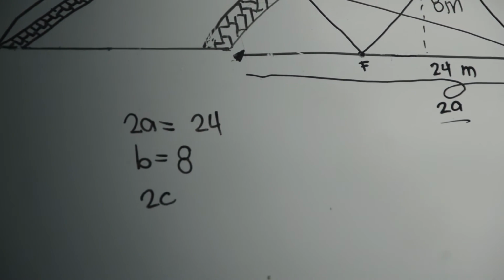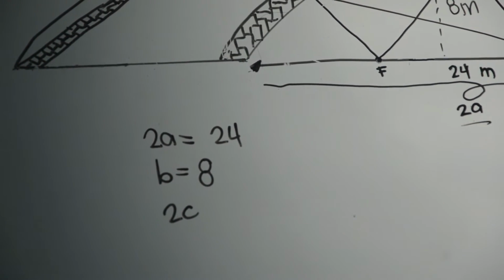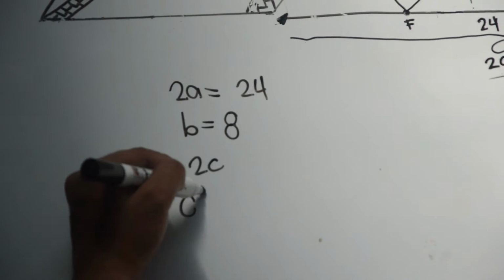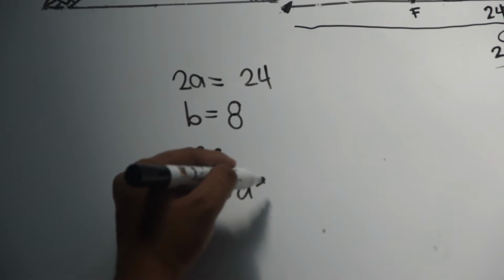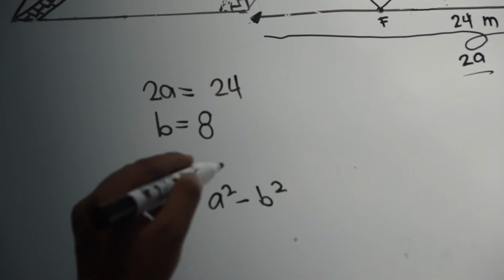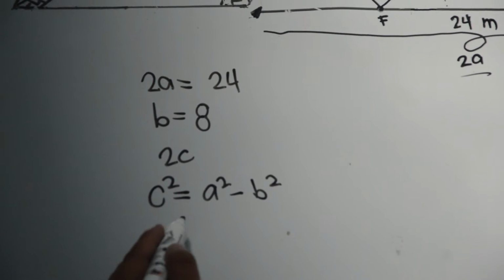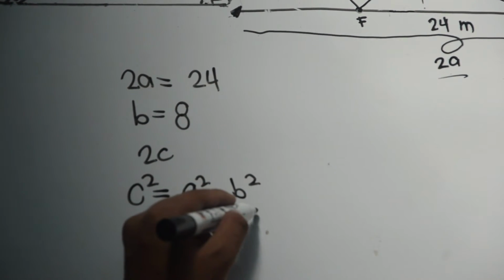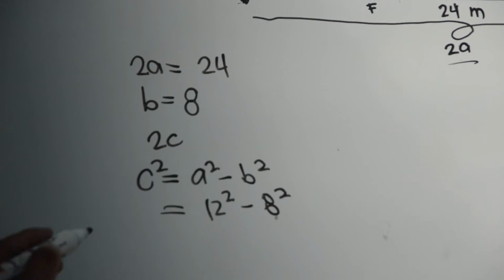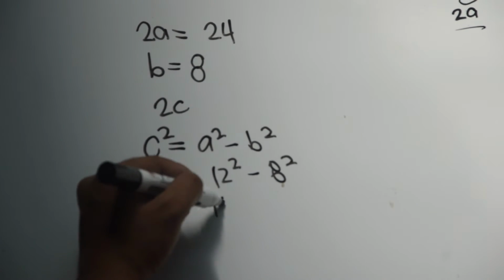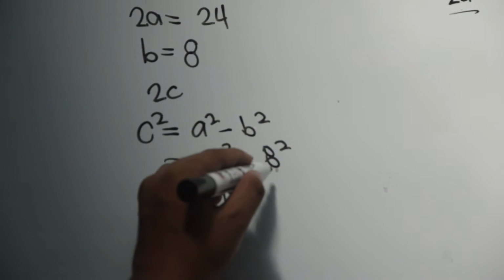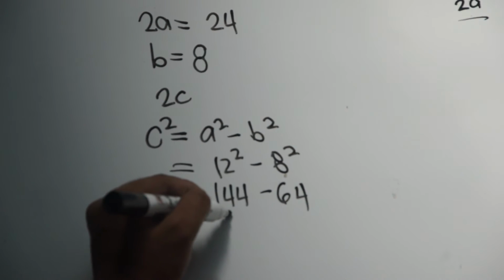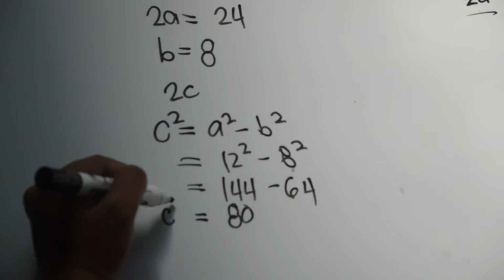Since we now have the given, we're going to find c by the equation c squared is equal to a squared minus b squared. So we're going to substitute the values. So a is 12 squared, and b is 8 squared. So 12 squared is 144, and 8 squared is 64. So 144 minus 64 is 80. That is our c squared.